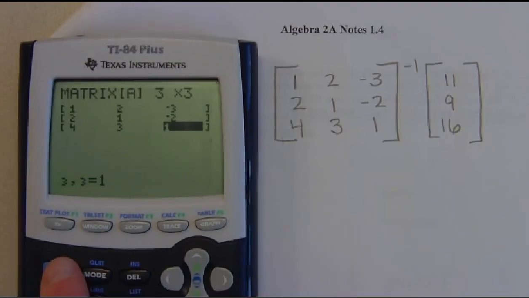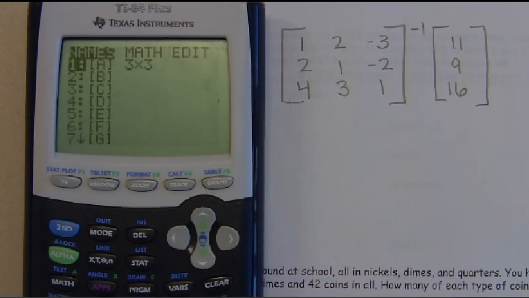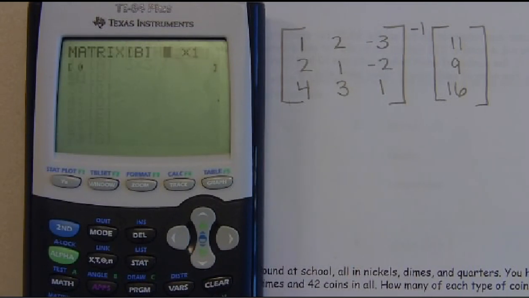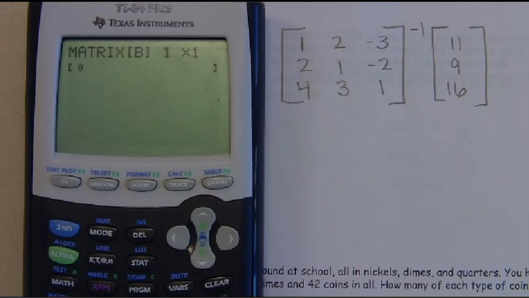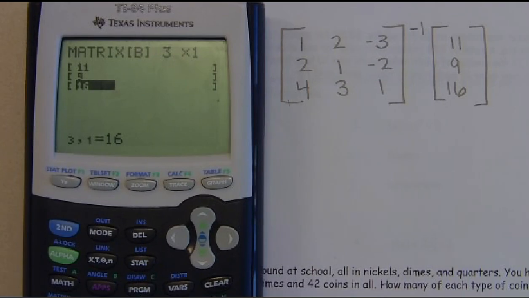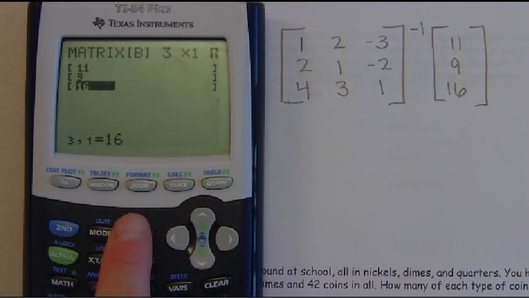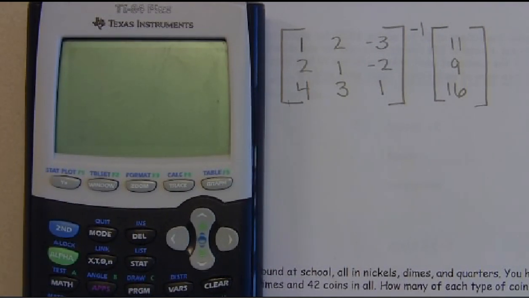Then I do it again. So I go second matrix, over to edit again, but this time I want to put my other matrix in B. So I go down to B and I hit enter. And this time we have 3 rows and 1 column. So this is a 3 by 1. So then I enter 11, enter, 9, enter, 16, enter. Once I'm done with that, I go second, quit, and get a clear screen.